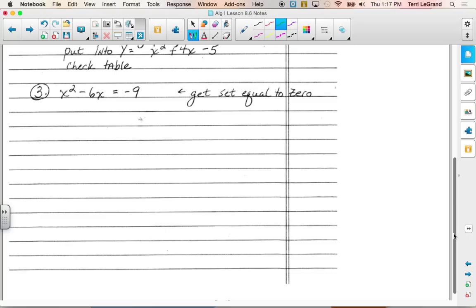Okay, questions? Okay, then let's do this last one. Number 3. Notice it's not set equal to 0, so we gotta get it there. So what are we gonna do? Add 9 to both sides. Add 9.